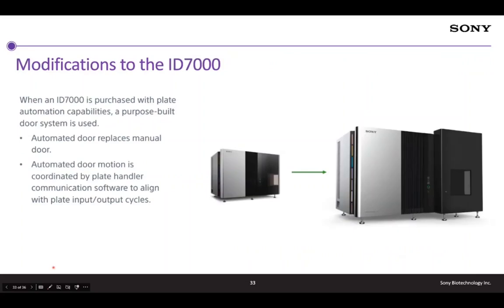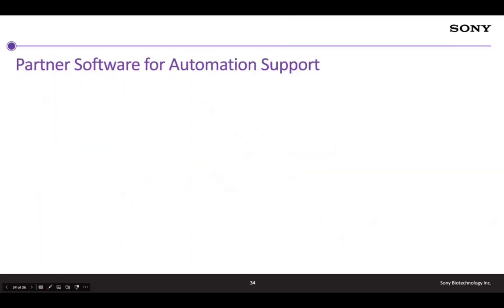So when you purchase an ID 7000 with the plate automation capabilities, we're going to build a purpose-built door system. And so an automated door is going to replace the manual door, and it's going to be coordinated by the plate handler communication software to align with the plate input and output cycles.